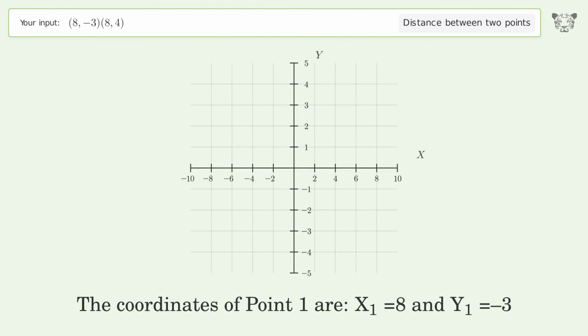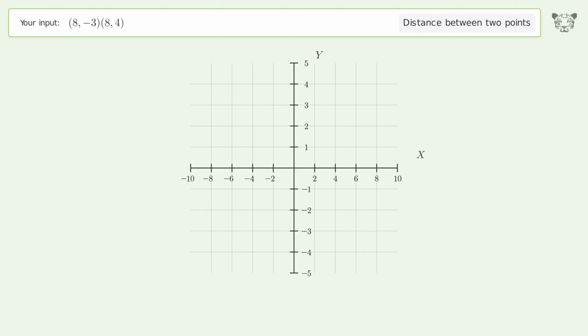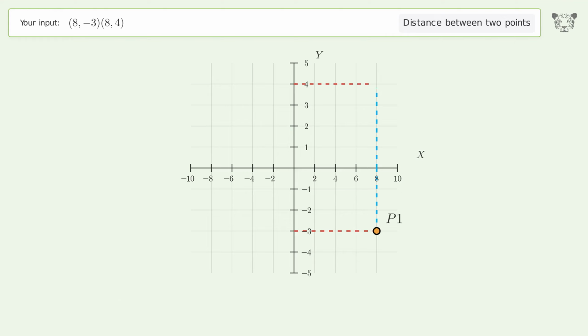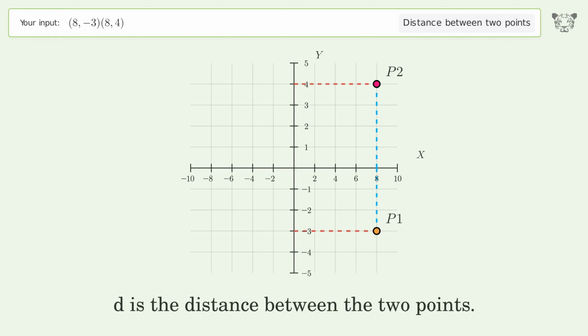The coordinates of point 1 are x1 equals 8 and y1 equals -3. The coordinates of point 2 are x2 equals 8 and y2 equals 4. D is the distance between the 2 points.